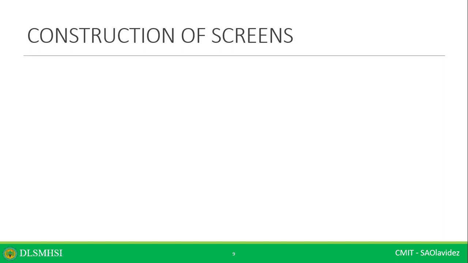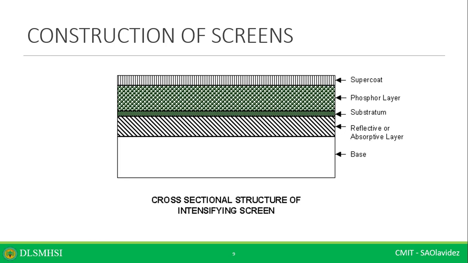Now let us discuss the construction of the intensifying screen. Shown here is the cross-sectional structure of the intensifying screen. The layer that's closest to the X-ray film is the supercoat. Next to it is the active phosphor layer, and then a thin coat of substratum or adhesive layer. Beneath the substratum is the reflective layer, followed by the base material.